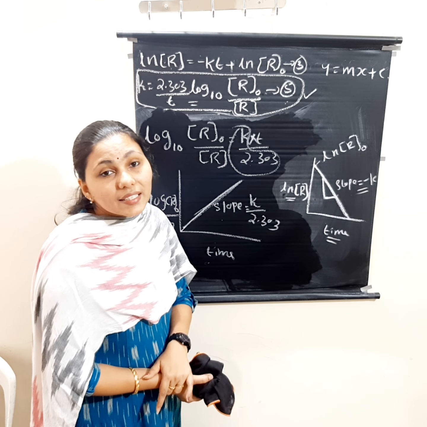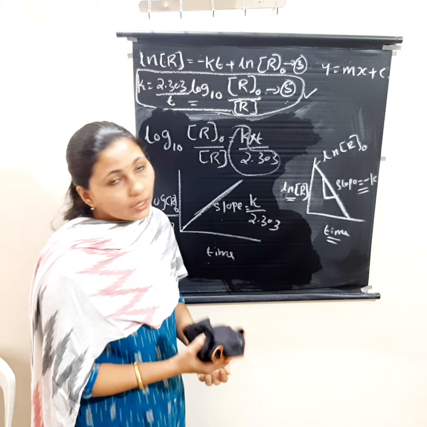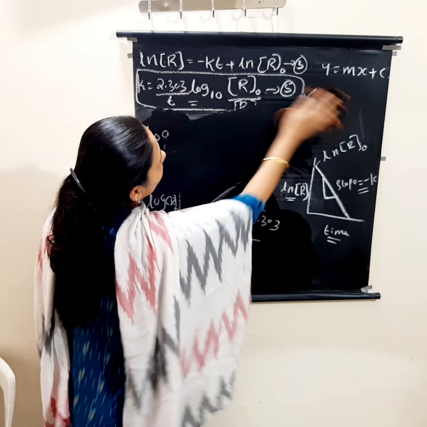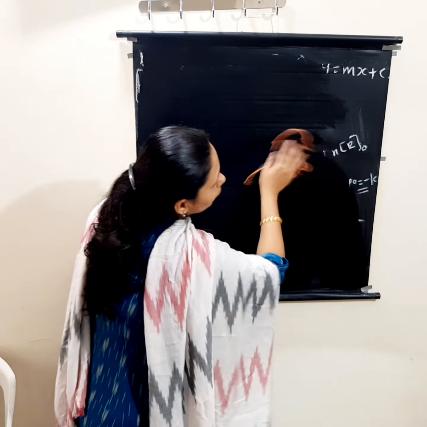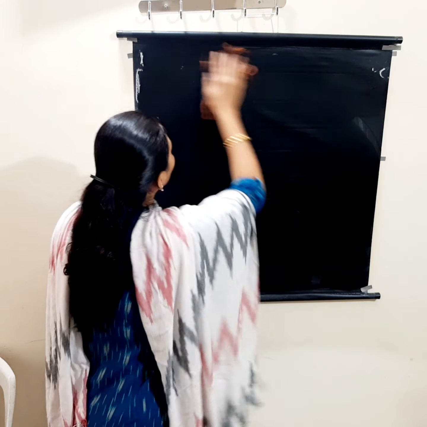Next is the examples for first order reaction. Three examples are given in your textbook; any one or two you can learn. First one is the decomposition of N2O5. What is N2O5? Nitrogen pentoxide. I am not writing the equation; it is there in the note. Then the decomposition of N2O.